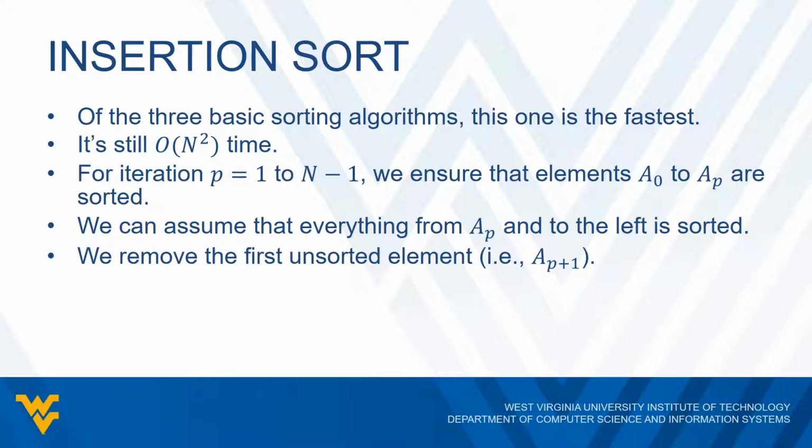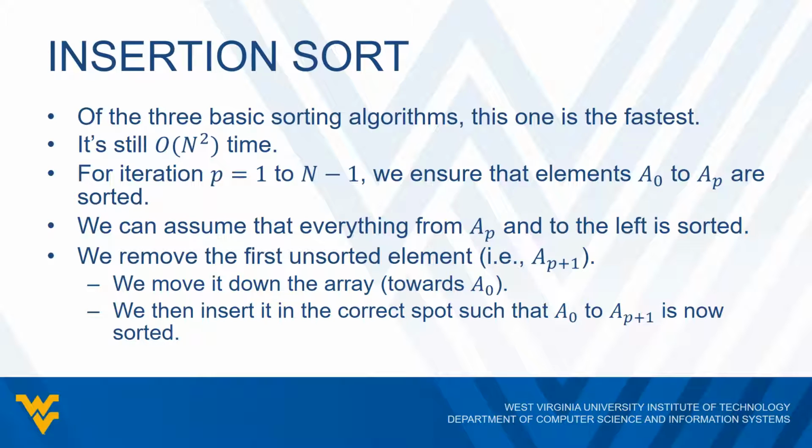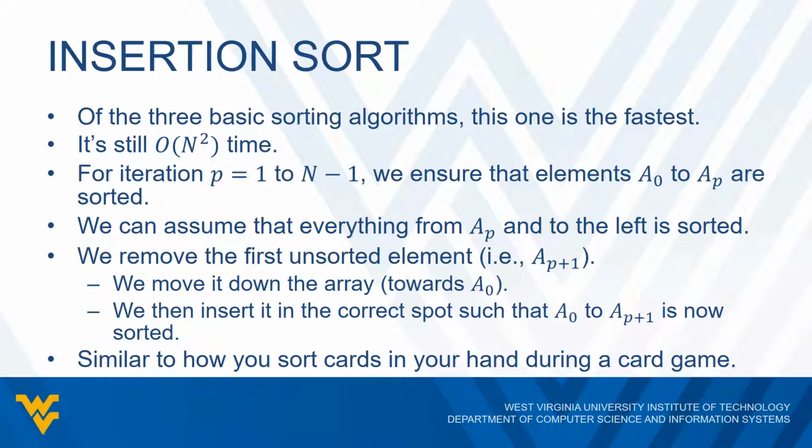So what we're going to do is remove the first unsorted element, which is at AP plus 1. So imagine we take that out. And then we're going to move that down the array towards A0. And then we're going to find the spot within the sorted portion of the array where we would put in AP plus 1. We put it in the correct spot such that A0 to AP plus 1 is now sorted. So this is actually similar to how you would sort cards in your hand during a card game. So how would you normally do that? You would take one card out, and then you would move it down and just insert it into the correct spot. We're going to do the same thing here, except we're dealing with array elements instead of cards.